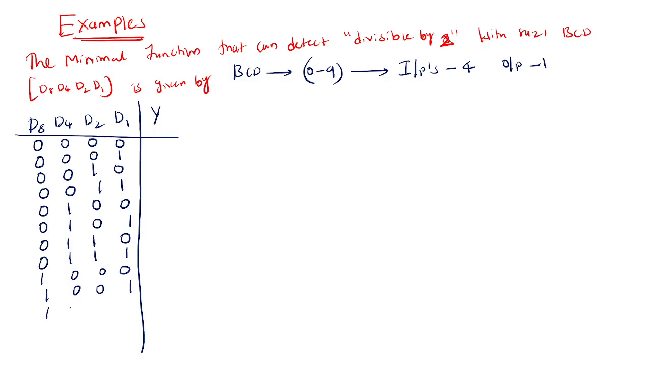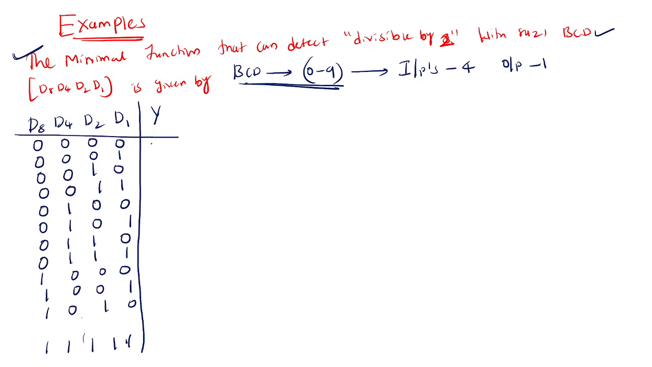From 1010 to 1111, those are not defined. BCD is defined only in the range from 0 to 9. In the problem given, this is nothing but BCD. First you understand the problem: it should detect numbers divisible by 2.